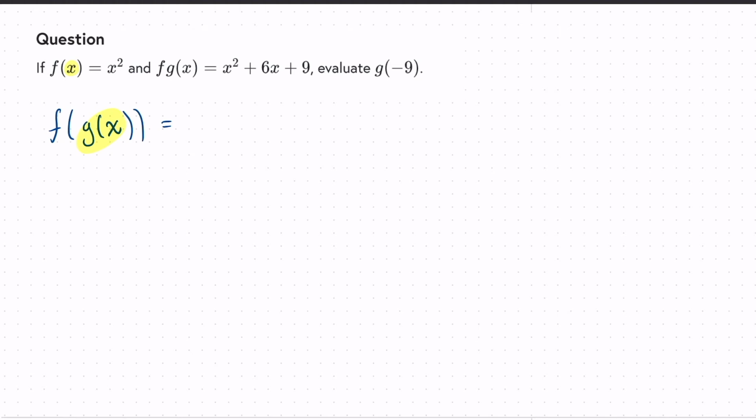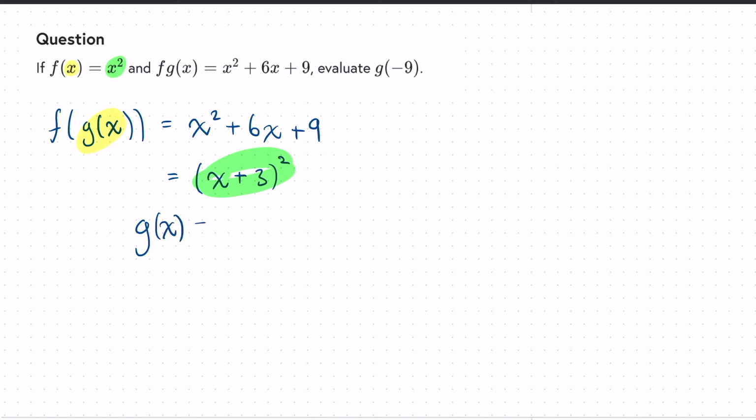So what does that look like? Well, f of g of x is x squared plus 6x plus 9. And what I notice, right, is that 9 is a power of 3, right, 3 times 3, and 2 lots of 3 are 6. So I can write this as x plus 3 squared. Right, and we can see this mapping here. Yeah, we can see that mapping. So what does that allow us to do? It allows us to say that g of x here, well, that is x plus 3.